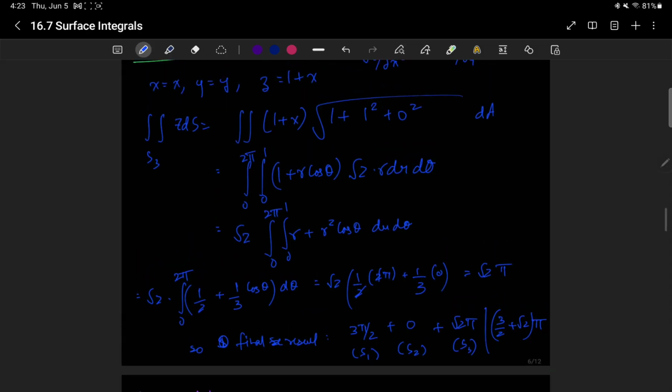So that's it for this particular video. In the next video, we will learn about what orientation of a surface means, different kinds of orientable and non-orientable surfaces, as well as an application from physics, which is called flux, and look at a few examples. But that's all for this particular video.